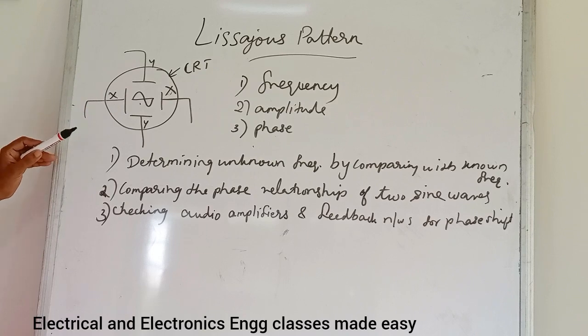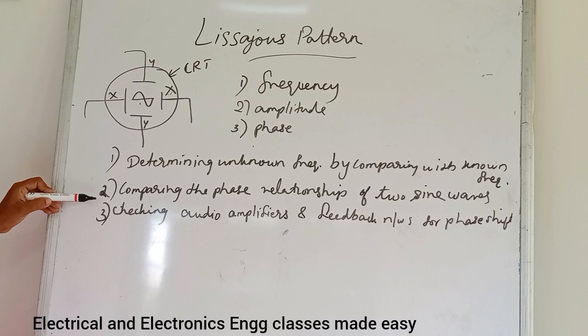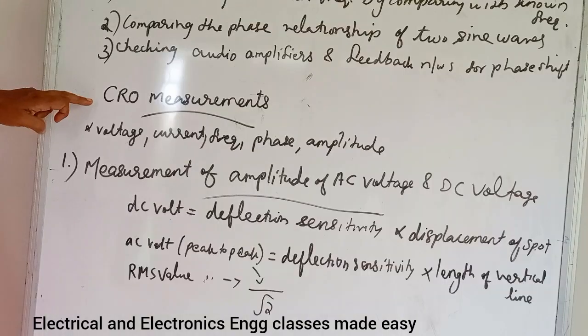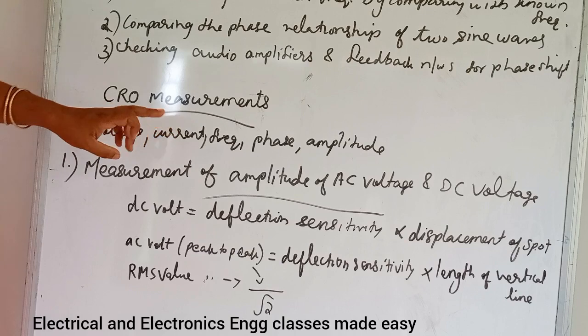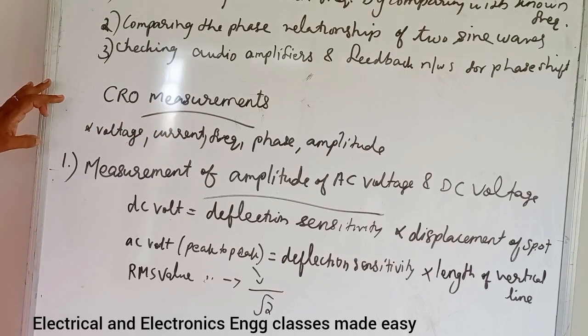The Lissajous figures are used for determining an unknown frequency by comparing it with a known frequency, then comparing the phase relationship of two sine waves and checking audio amplifiers and feedback networks for phase shift. Next is CRO measurements. The various parameters such as voltage, current, frequency, phase, amplitude, etc. can be measured using CRO.